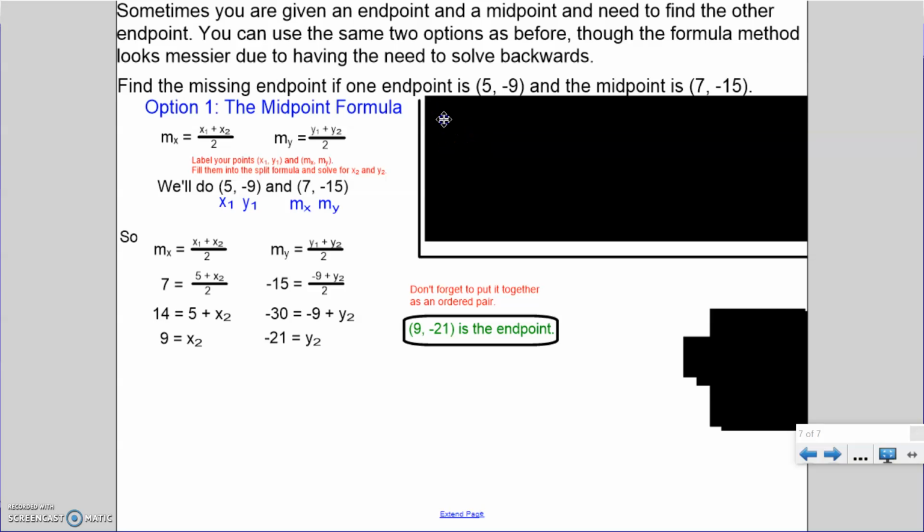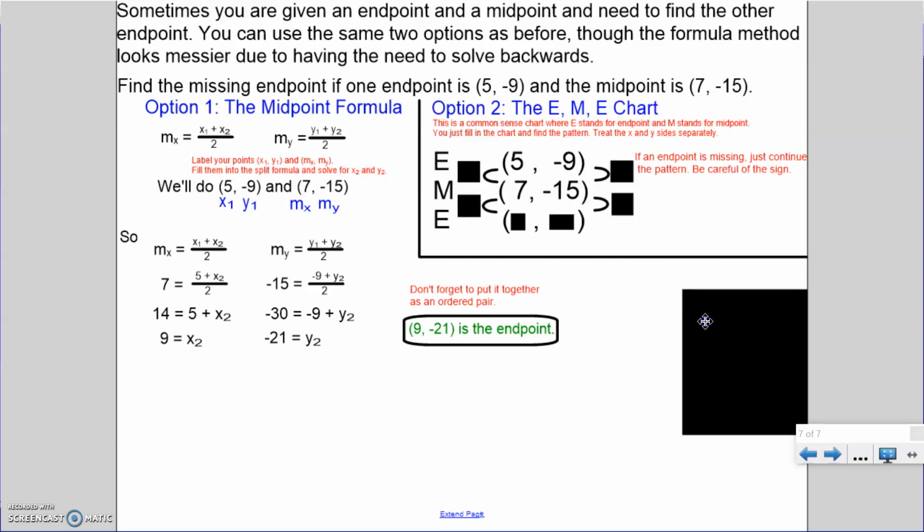Now what's faster, and why it's my favorite, is this EM chart. So again, just use common sense. If the endpoint is missing, just continue the pattern. Be careful of the signs though. So how do you go from 5 to 7? You have to add 2. Well, if it's 2 away from 5, it has to be 2 away from the other thing. So I'm going to keep the pattern. Plus 2 again. 7 plus 2 gives us 9.